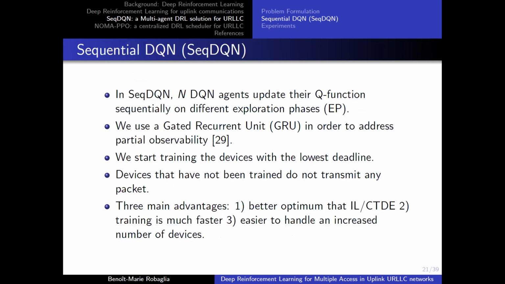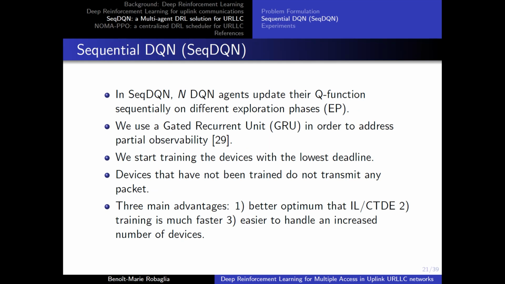In this algorithm, as I said, there are different agents that update their Q function sequentially on different what we call exploration phases. In one exploration phase, only one agent learns, so we expect the environment to be stationary and it converges. To tackle partial observability, what is usually done is to use a recurrent neural network. So this is what we do here.